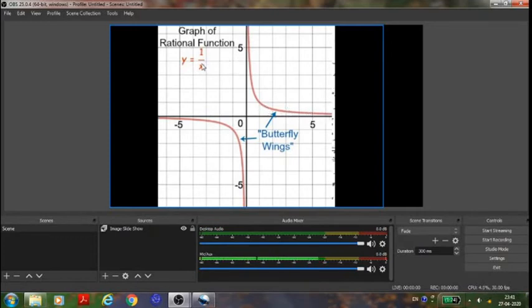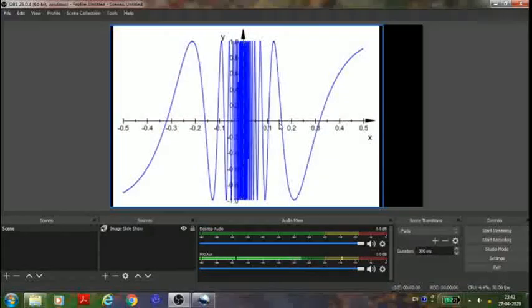And if we consider the value of x as 1 by 2, then y will be 2, right? So x equal to 1 by 2, then y equal to 2, so like this. So this will be the graph. And similarly, if you consider the negative part, then it will go like this. This is the graph of 1 by x. This is the most important one.